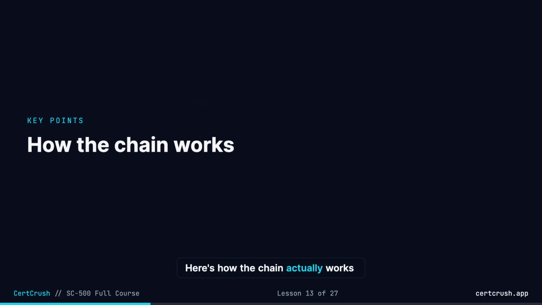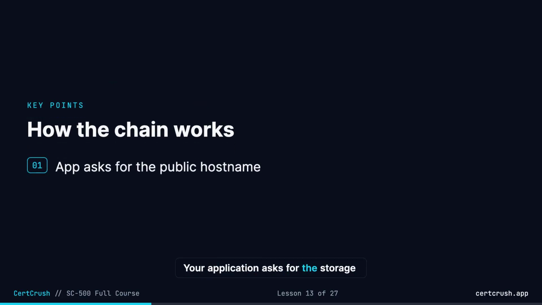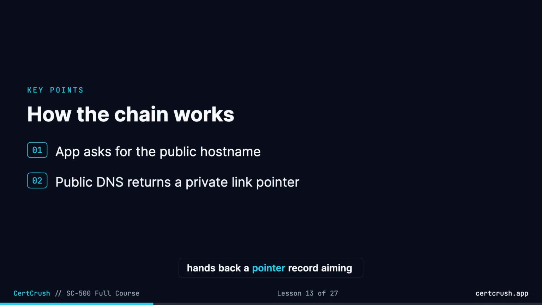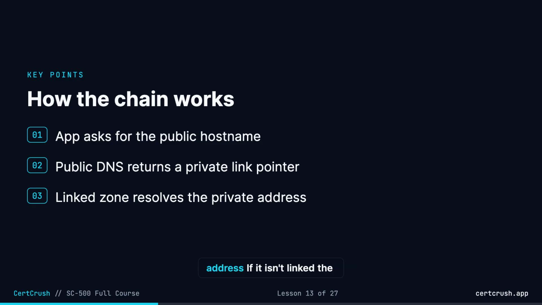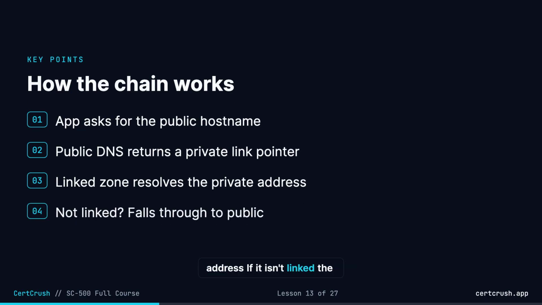Here's how the chain actually works. Your application asks for the storage account's public hostname. Azure's public DNS hands back a pointer record, aiming at a special private link version of that same hostname. If your virtual network is linked to the matching private DNS zone, Azure resolves that second name to the private address. If it isn't linked, the lookup falls straight through to the public address, and you're right back to using the internet.